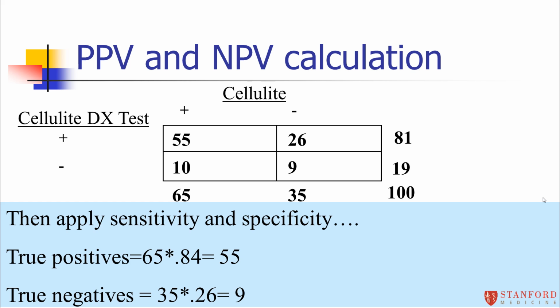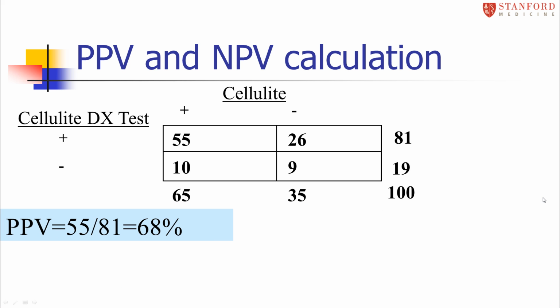And again, many students find it easier to do it this way because dealing with whole numbers is always easier than dealing with fractions and probabilities. So what will the positive predictive value be? There are 81 women who will test positive out of a sample of 100 women. Out of those 81, 55 of them will truly go on to get moderate to severe cellulite. So the positive predictive value here is 68%, the same 68% we calculated in two other ways.